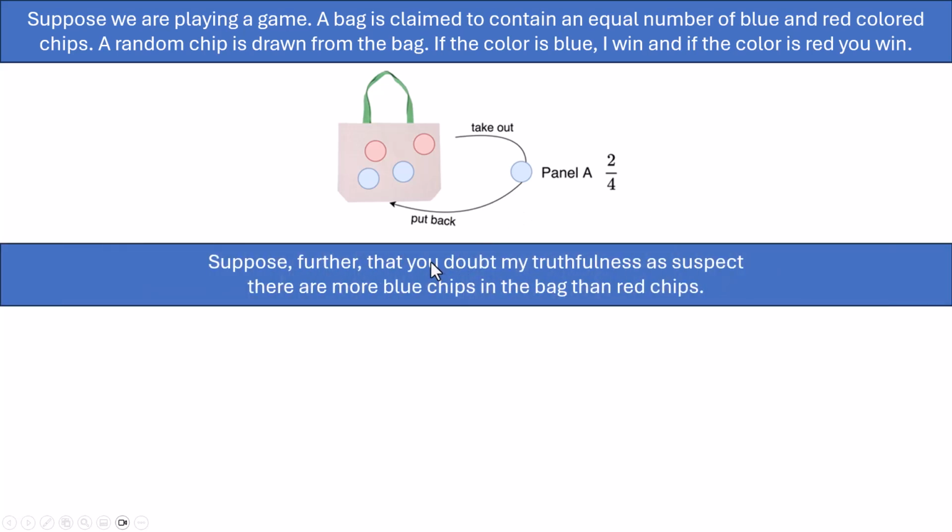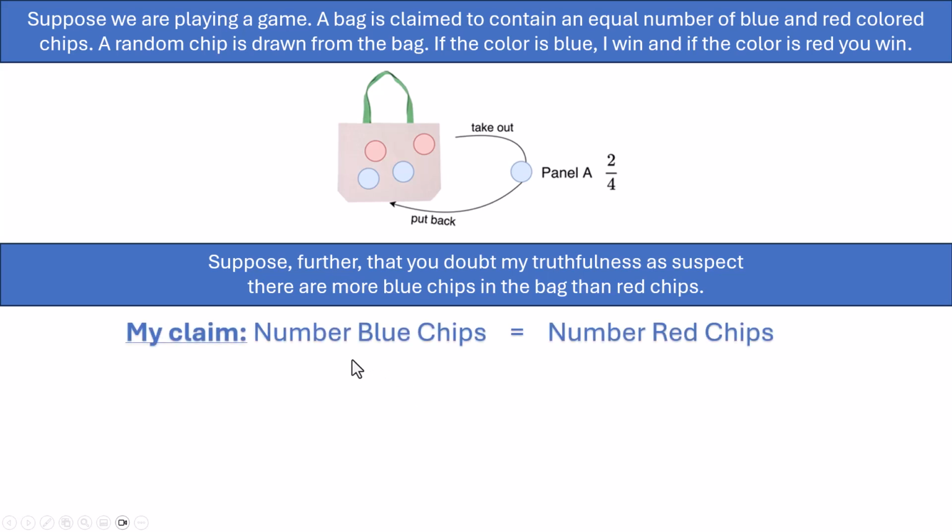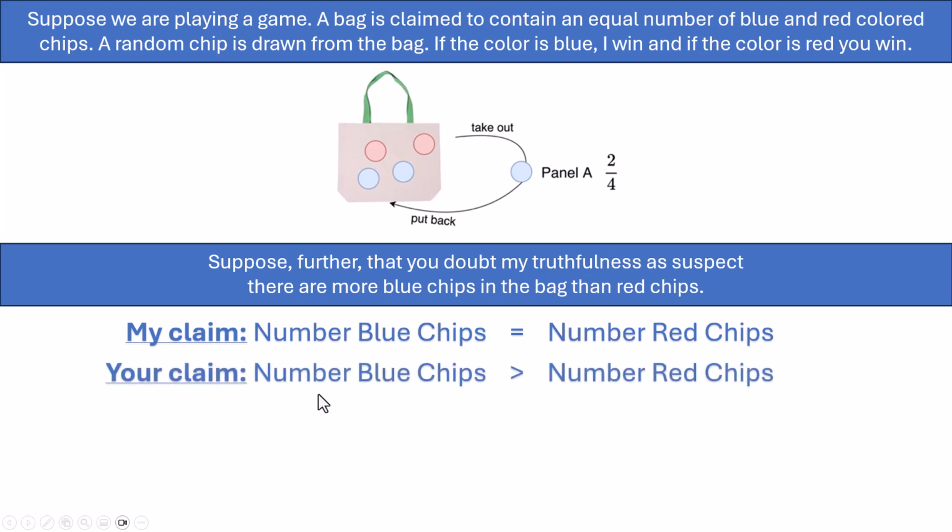Suppose further that you doubt my truthfulness and suspect that there are actually more blue chips in the bag than red chips. So my claim that I made to you is that there is an equal number of blue chips and red chips in the bag, and your claim is that the number of blue chips is greater than the number of red chips. Now this chapter is all about hypothesis testing.